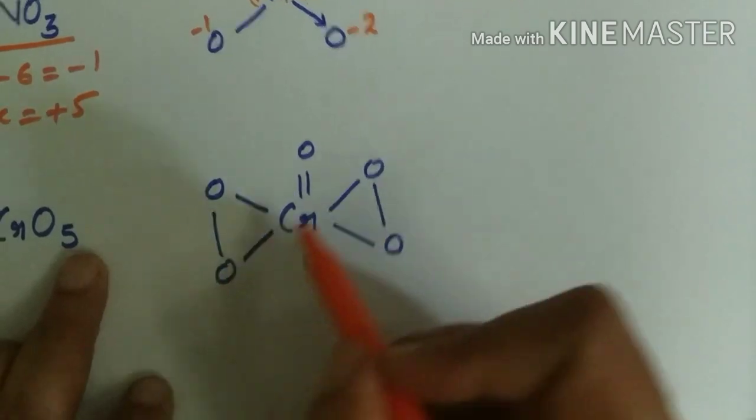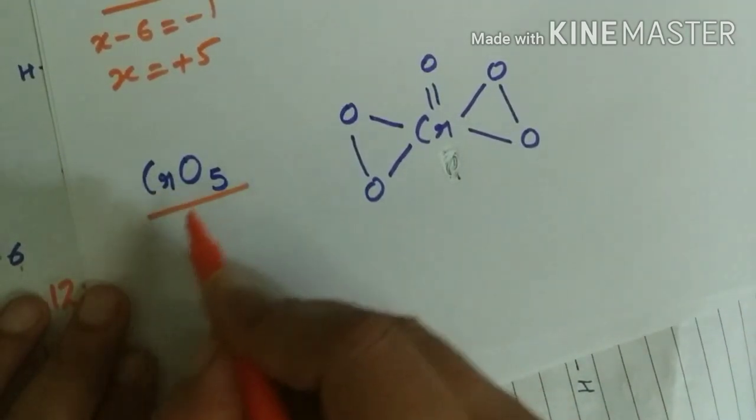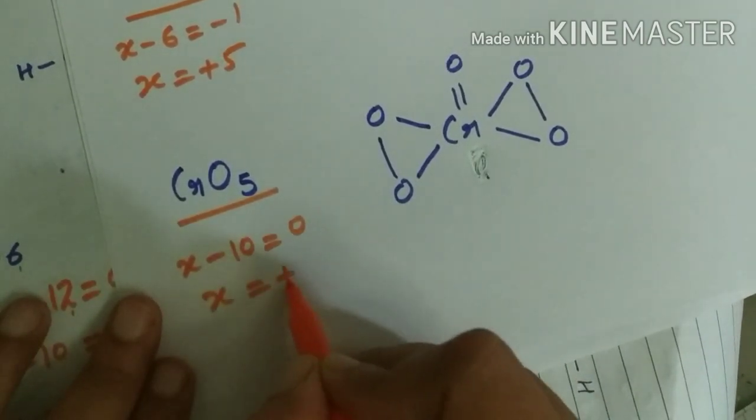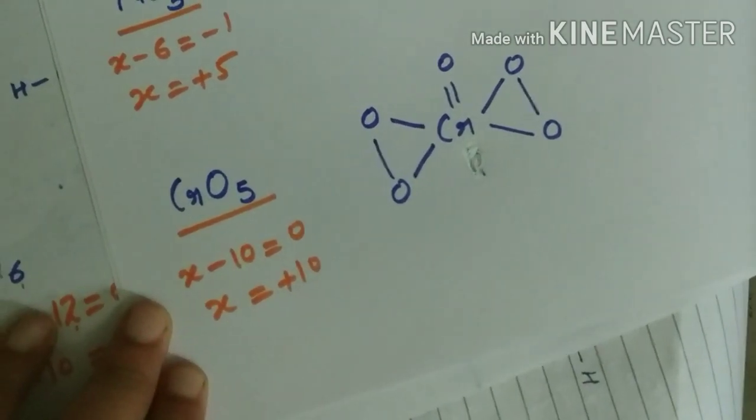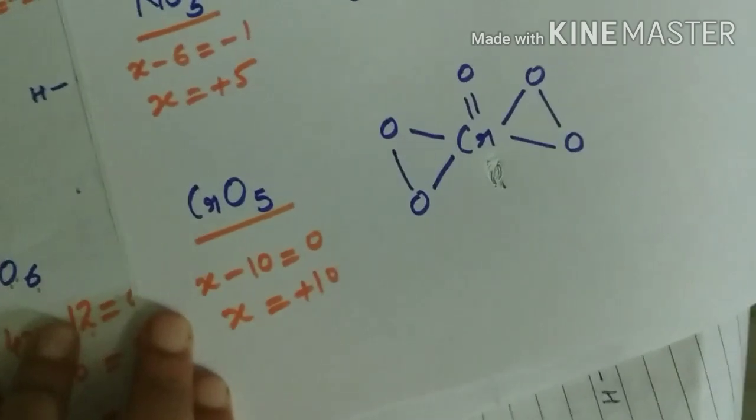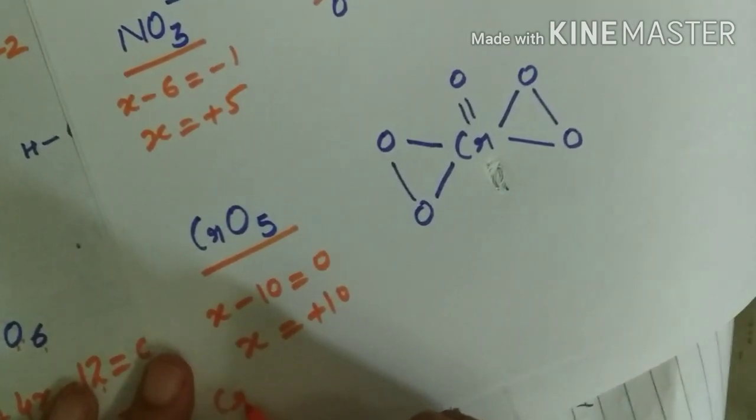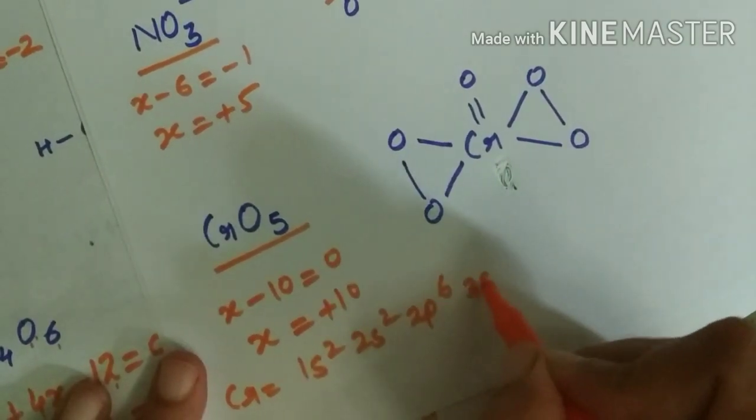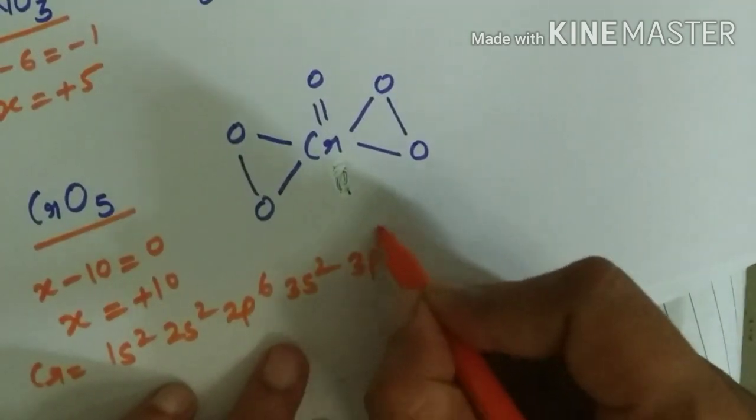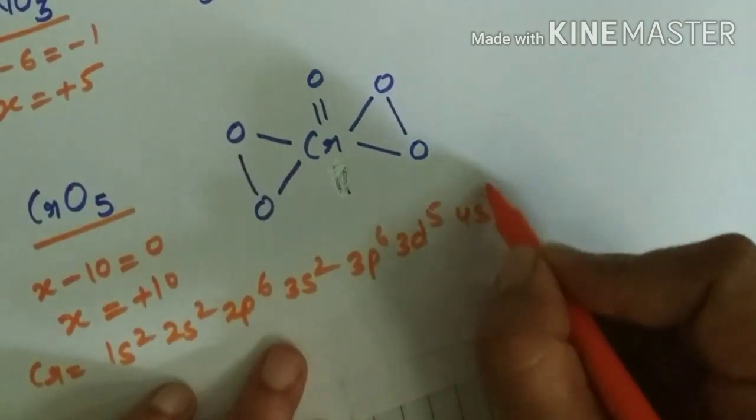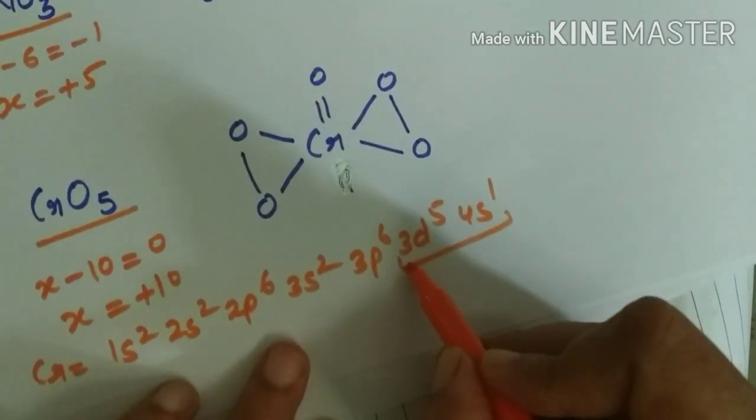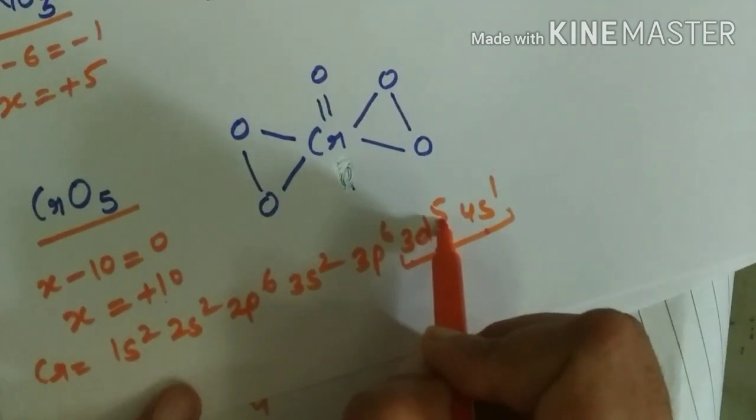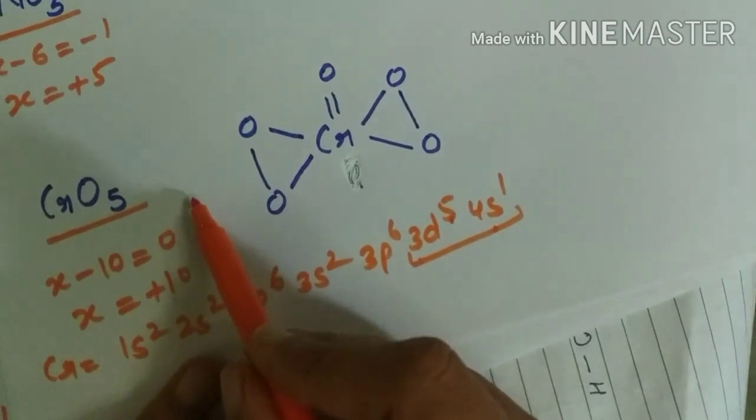Now let us see the next example. In this case, if we calculate the oxidation state of chromium in CrO5, x - 10 = 0, so x is +10. So the oxidation state of chromium comes out to be +10. But if we see its configuration, chromium is 1s2, 2s2, 2p6, 3s2, 3p6, 3d5 and 4s1. So the total valence electrons in chromium are 6. So it cannot have an oxidation state more than the valence electrons. That can be explained on the basis of structure.